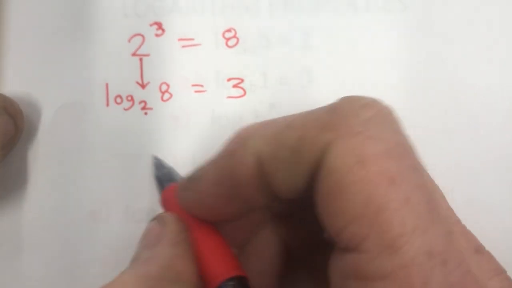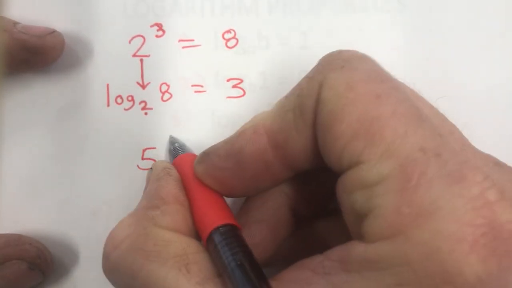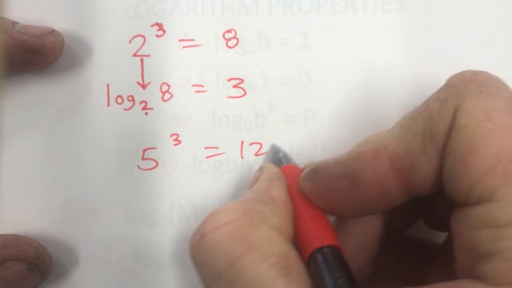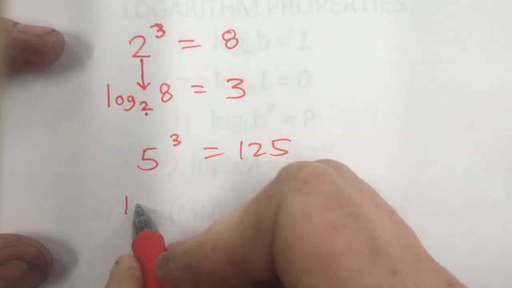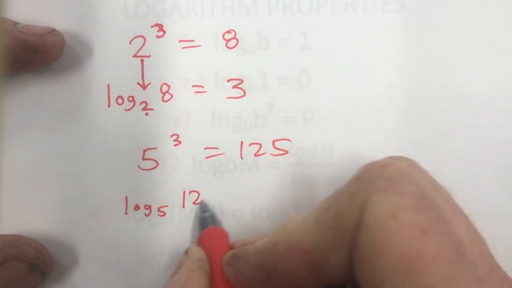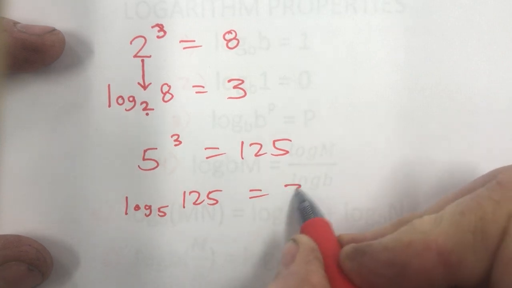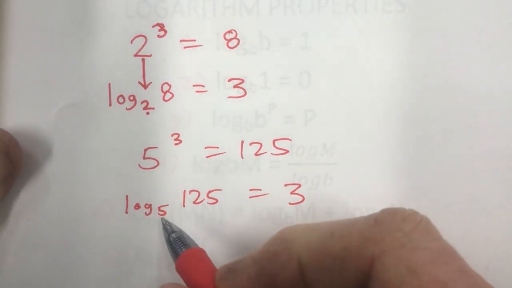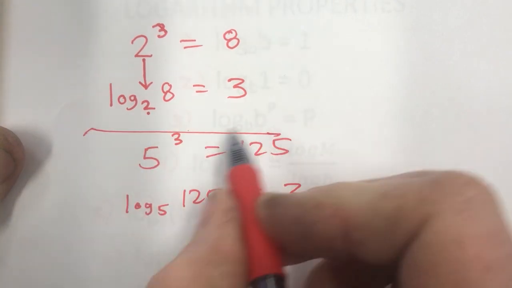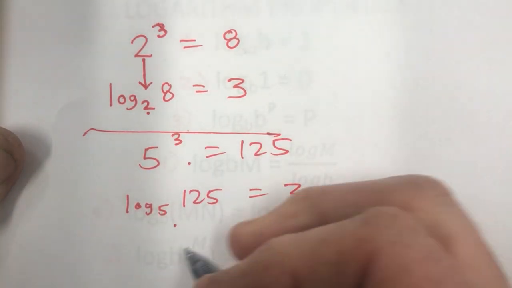All right? So if I have like 5 to the 3rd power is 125. All right, so I could write this as log base 5 of 125 equals 3. And this is the inverse of the exponential. So we can write an exponential as a log. We could write a log as an exponential.